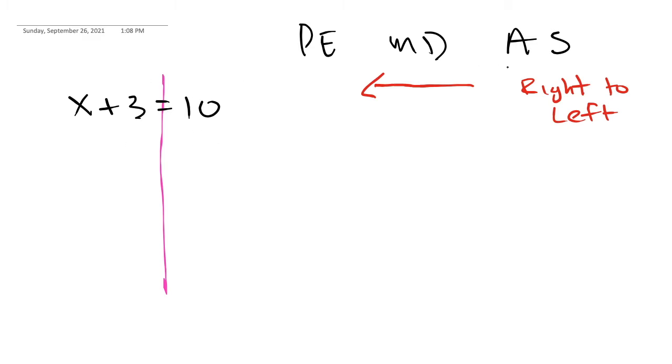So when I do a solving problem, which is what this is, solving for a variable, I'm going to calculate or look at PEMDAS backwards. First asking, is there any addition or subtraction?